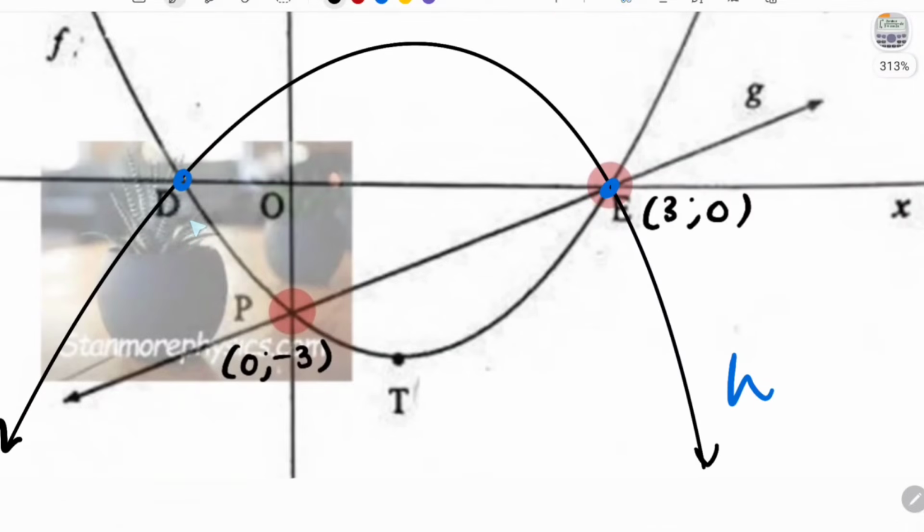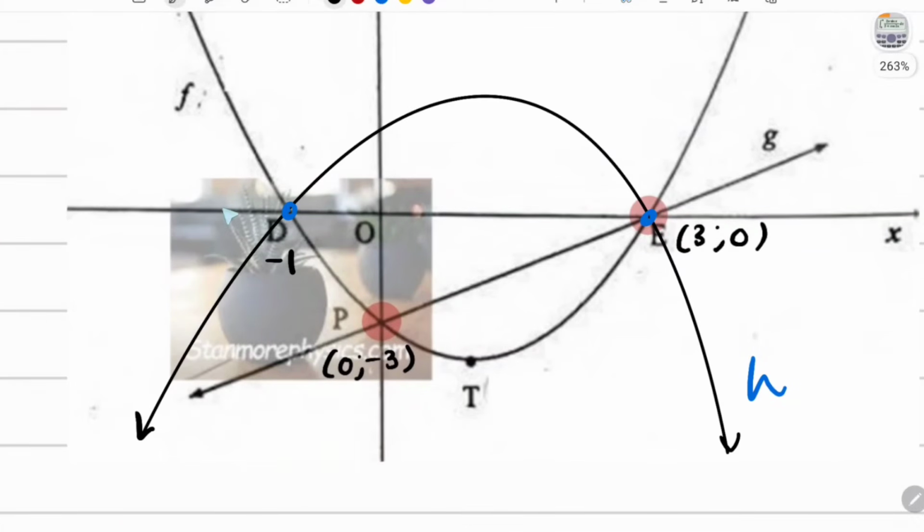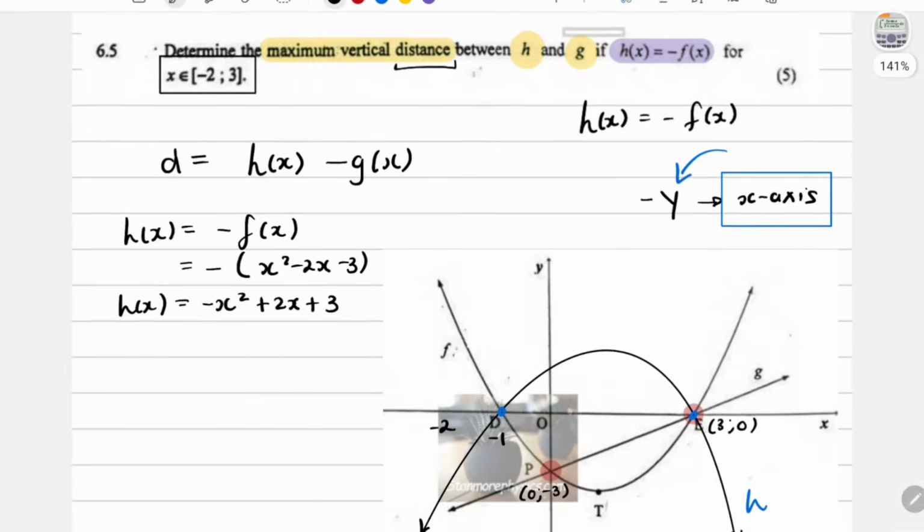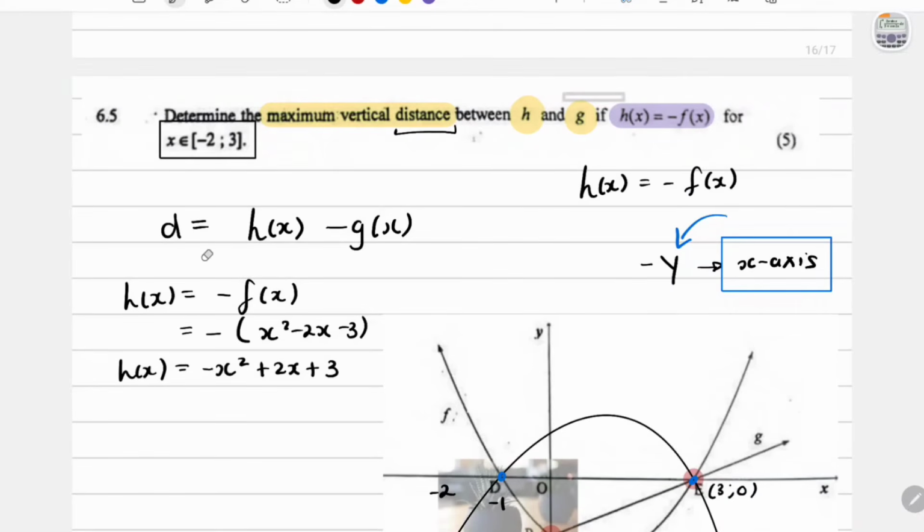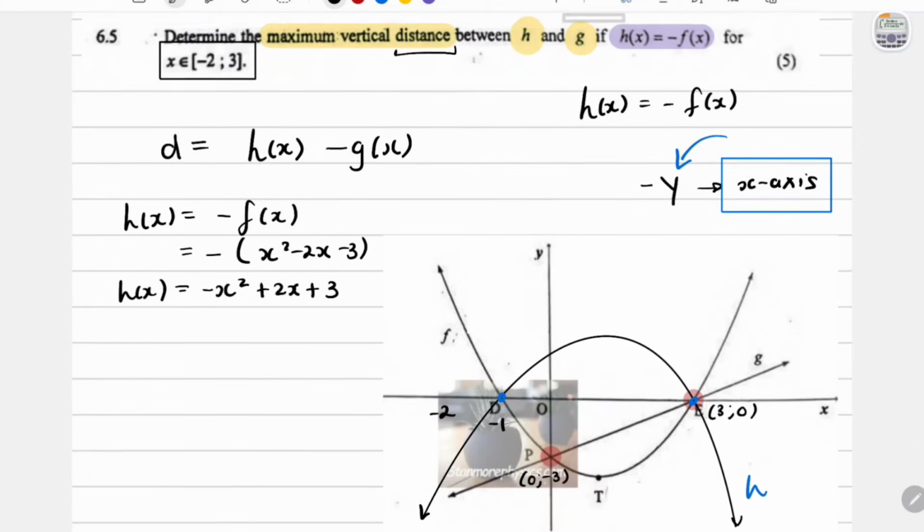So we already know that this is -1 that we found here. So it's going to be between the x values of -2 all the way to 3. It's somewhere within there. But there's a way we will know how to find it because they specifically asked for the maximum vertical distance. So let's go ahead and start finding the distance first.